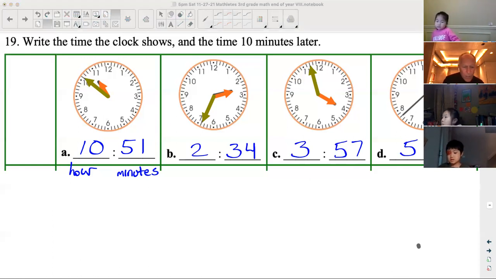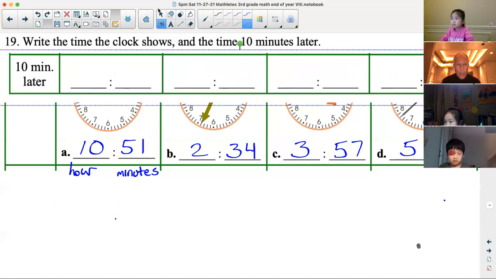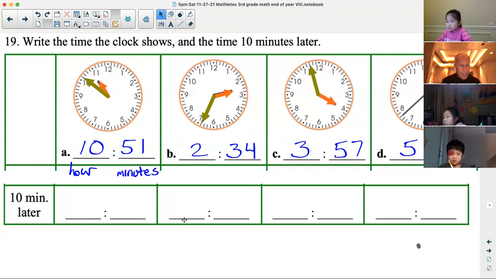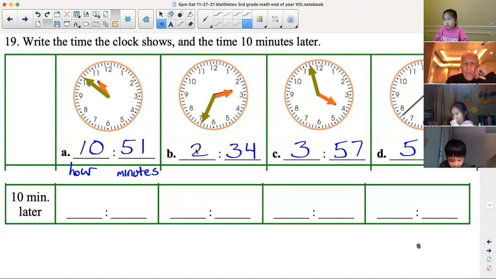Now, I want to ask you guys to write down 4 more times. It's going to be the time that is 10 minutes later than the times that we already calculated. So this would be 10:51 plus 10 minutes. This would be 2:34 plus 10 minutes, 3:57 plus 10 minutes, and 5:38 plus 10 minutes. Go write down what you think.